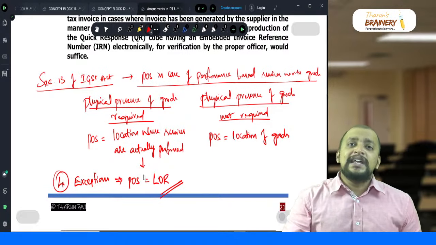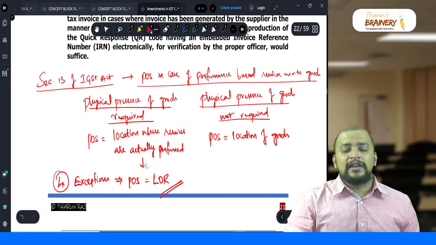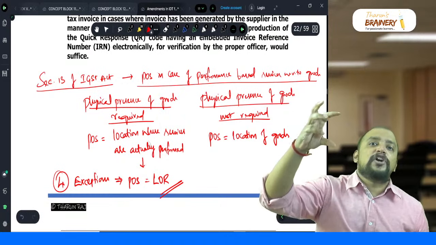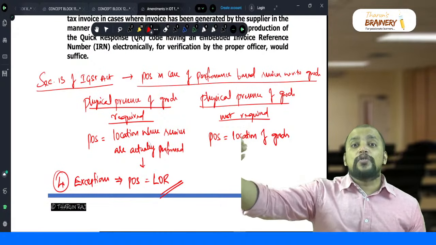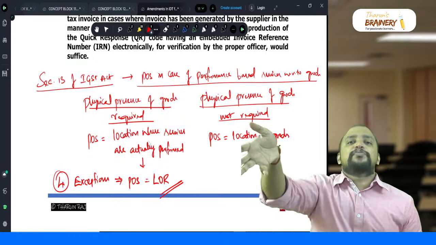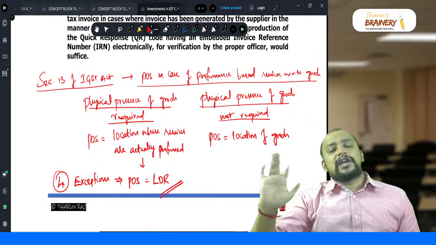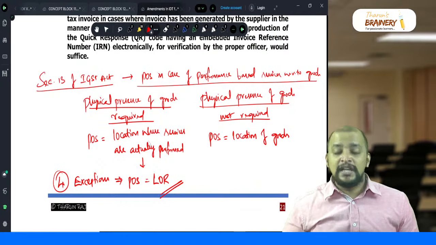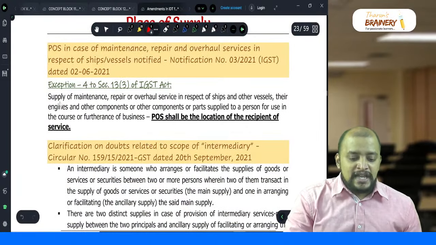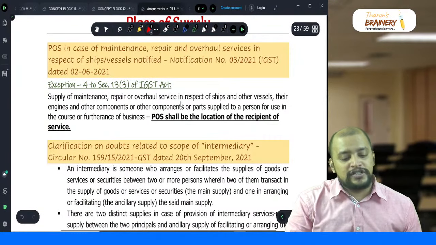Third, in case of repair, maintenance and overhaul of aircraft or its parts used in the course or furtherance of business of a person. So it's coming to India, I am providing repair services, location of recipient will be taken, not location where services are actually performed. In the same way, they have now added vessel, supply of maintenance, repair and overhaul service.